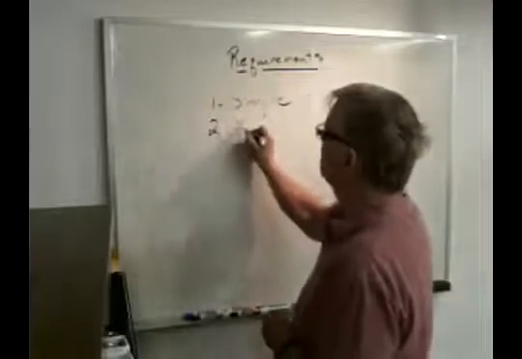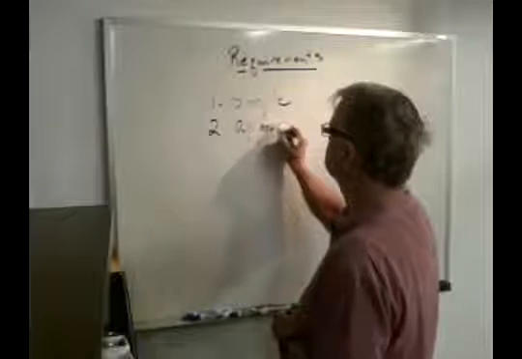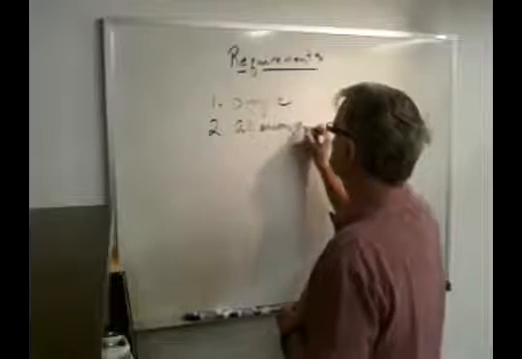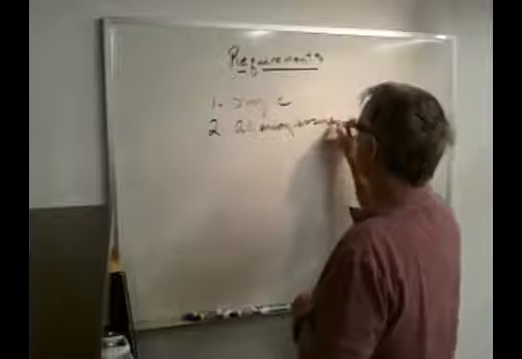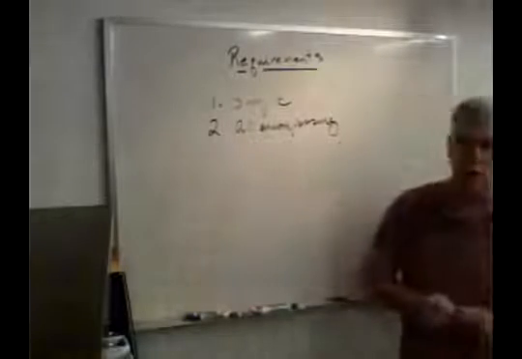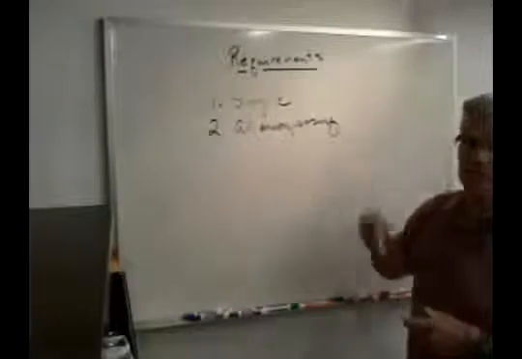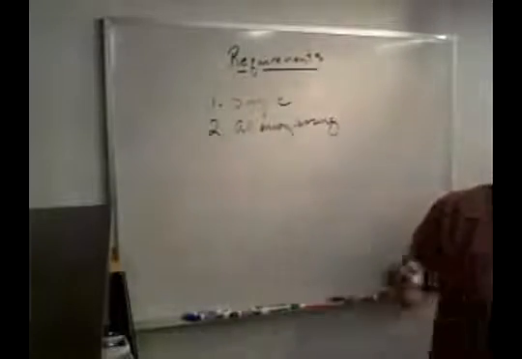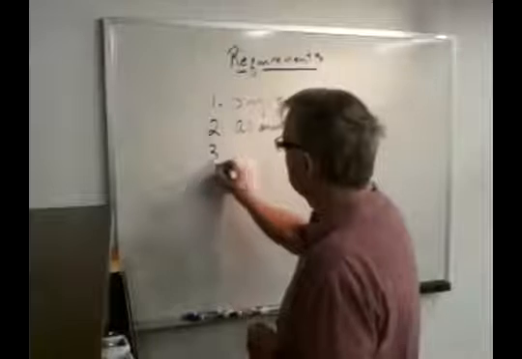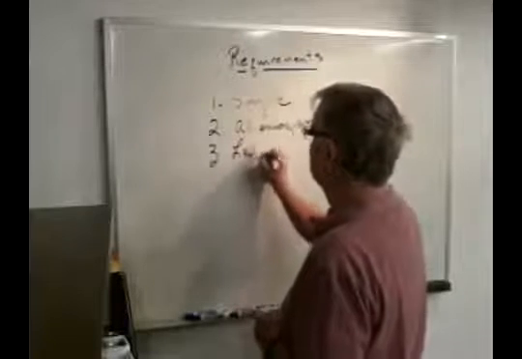Number two, it should be all-encompassing. So it's got to include all physical events and describe all physical events, but at the same time be quite simple.